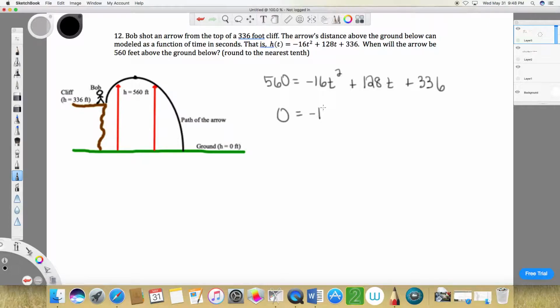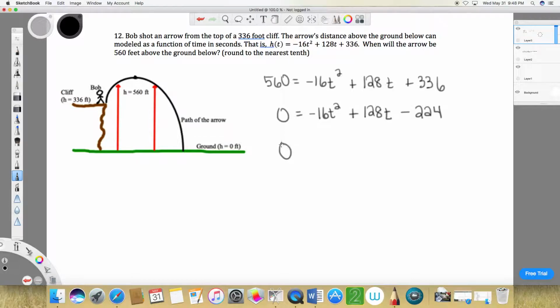So I'm going to grab my calculator. If I take 336 and subtract 560, I get negative 224. Now, is that divisible by 16? Yes. Is 128 divisible by 16? I believe it is. Yes. So I'm going to divide every term here by negative 16.